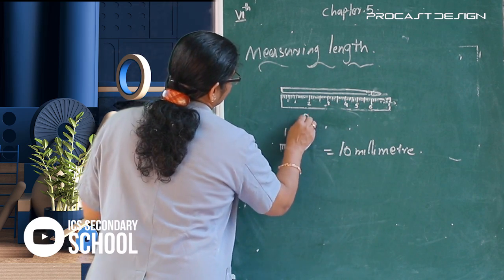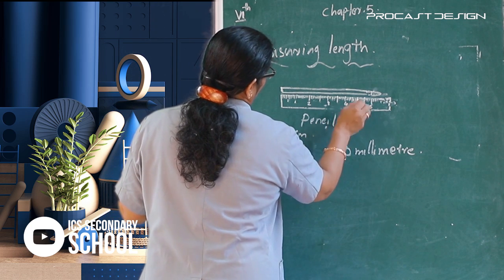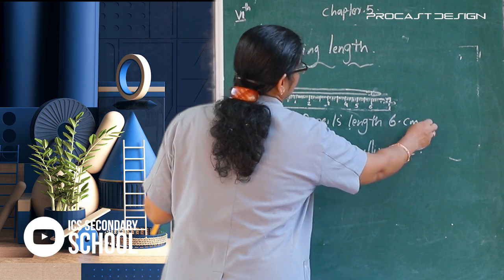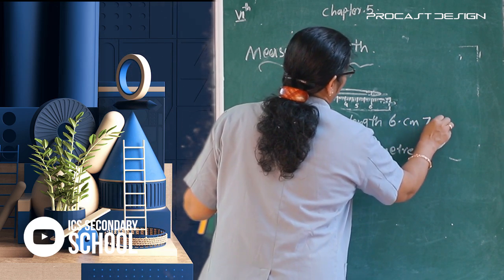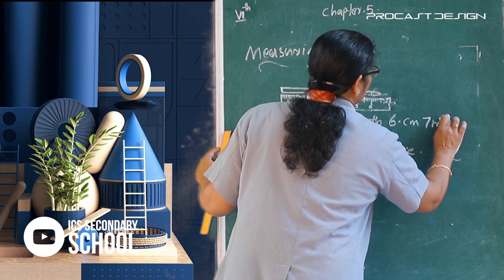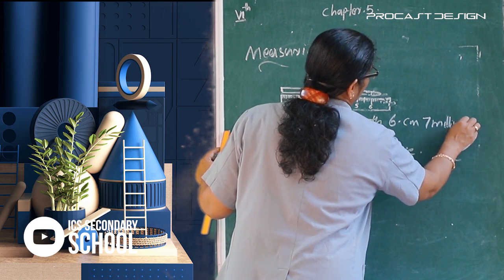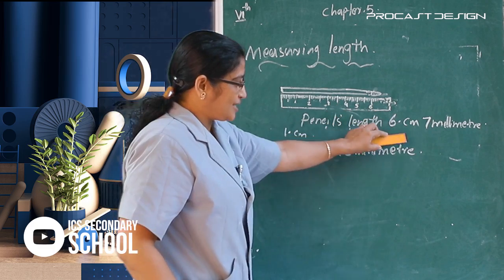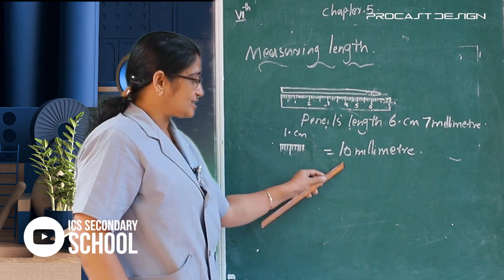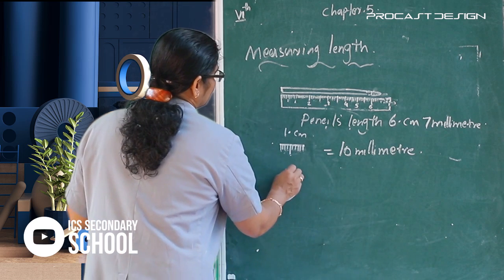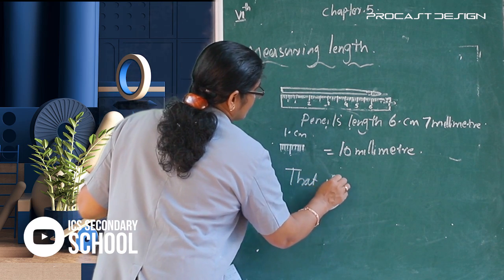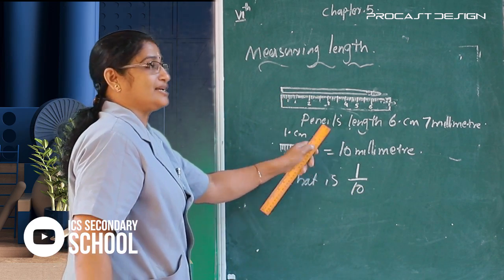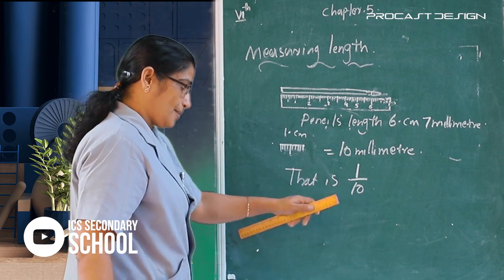Pencil's length is 6 centimeter and 7 millimeter. 1 centimeter is 10 millimeter, that is 1 by 10.